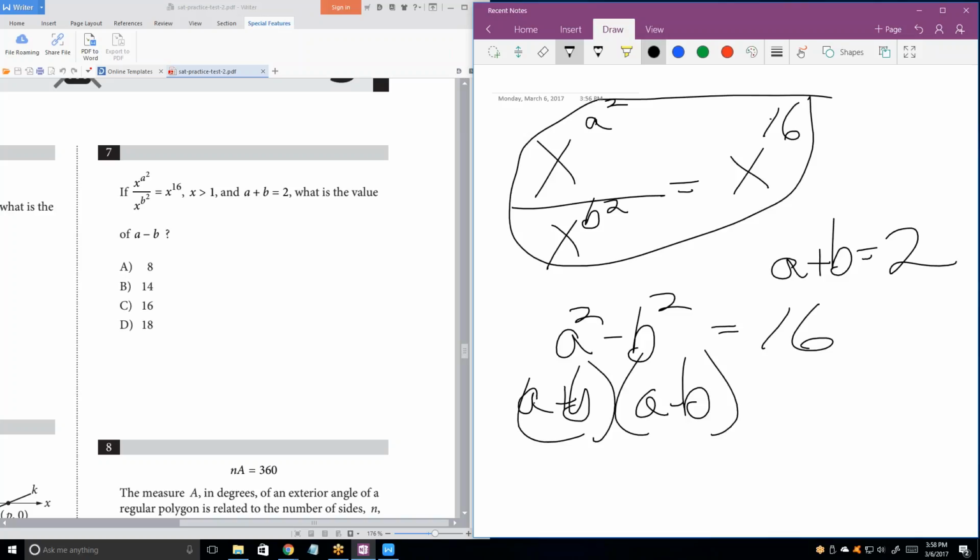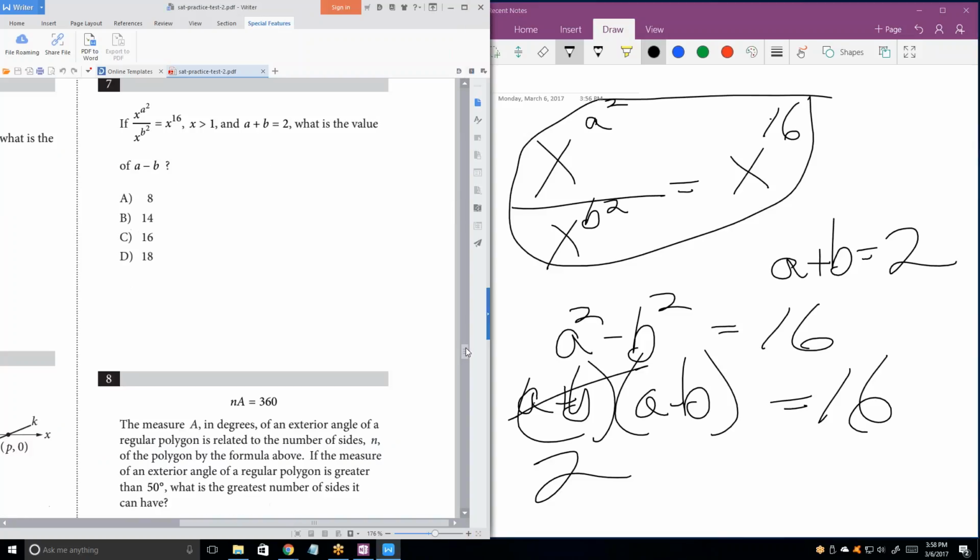So that's equal to 16, and they tell you that a plus b is 2. What's a minus b equal to? 8. Good.